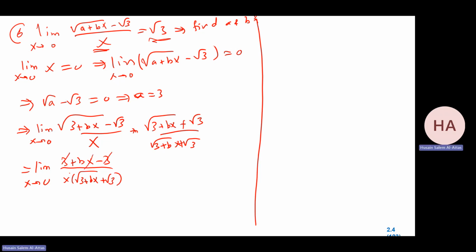That would be cancelled. Also, it's cancelled. That would be b over 2 square root of 3. And that equals square root of 3. So that means b equals 2 times 3, which is 6. So b equals 6 and a equals 3. That's it.